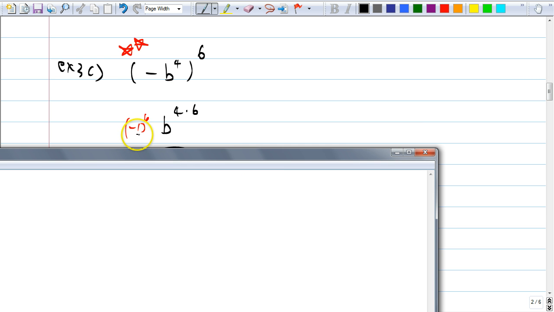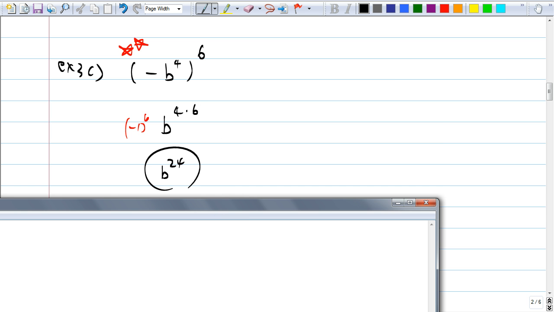You could also think about that as an invisible negative 1. Isn't this really negative 1 times negative 1 times negative 1, 6 times, and then b to the 4th, b to the 4th, b to the 4th, 6 times? So that's why this becomes positive b to the 24th.